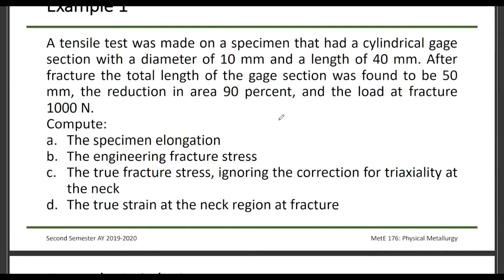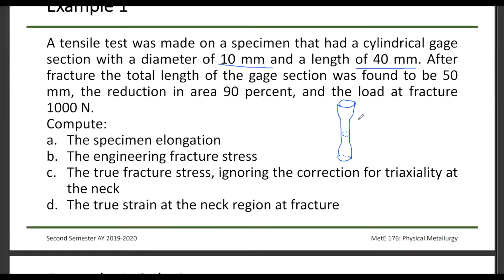So we have a tensile test that was made on a specimen that had a cylindrical gauge section. Meaning our sample is still a dog bone, but with a cylindrical cross-section. You can imagine it like this. It has a cylindrical gauge section with a diameter of 10 millimeters. So that's initial. And a length of 40 millimeters.